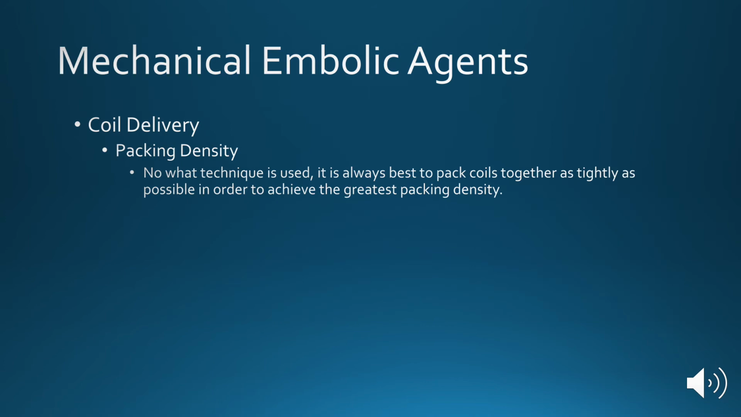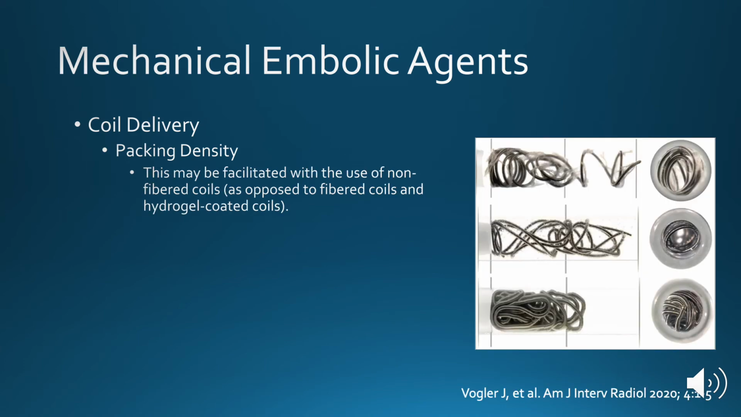No matter what technique you're using, it's always best to pack coils together as tightly as possible in order to achieve the greatest packing density. This may be facilitated with the use of non-fibered coils as opposed to fibered coils and hydrogel-coated coils. This is a nice image from a recent article which shows the difference between these coils. A non-fibered coil is actually the bottom image, and you can see how well it packs within the lumen of this glass vessel. And then you have a hydrogel coil in the middle and a fibered coil up top, and you can see the spaces that exist between the loops of the coil.